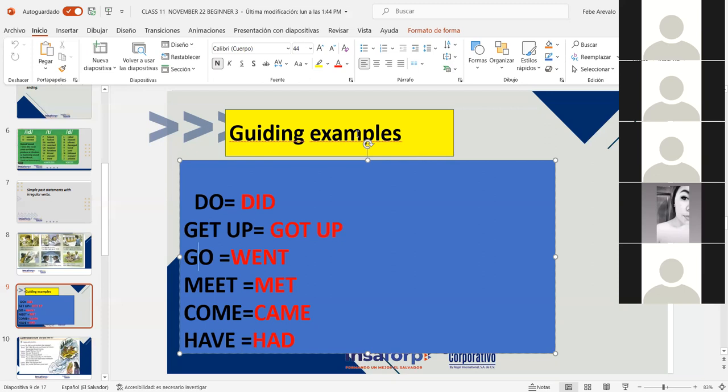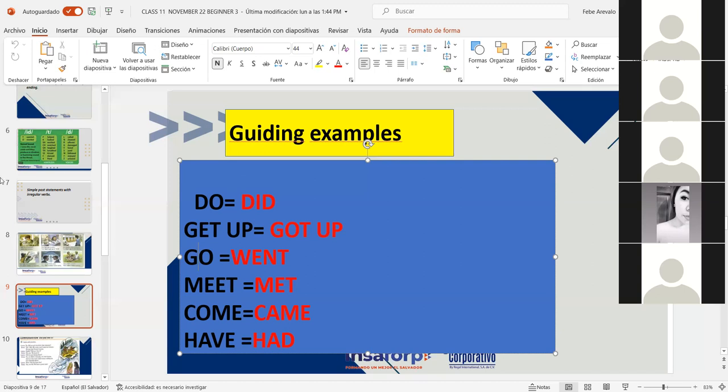Jamie, I'm simple present and you are simple past. Do. Did. Get up. Got up. Go. Went. Meet. Met. Come. Came. Have. Had. There you go. Excellent. Thank you so much. All right, everybody.